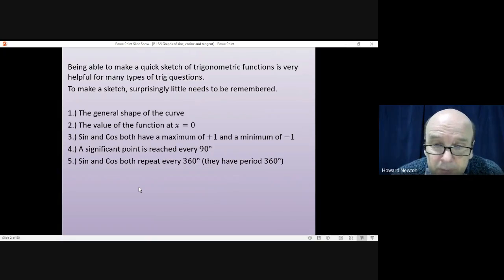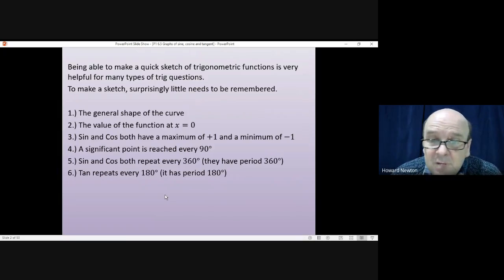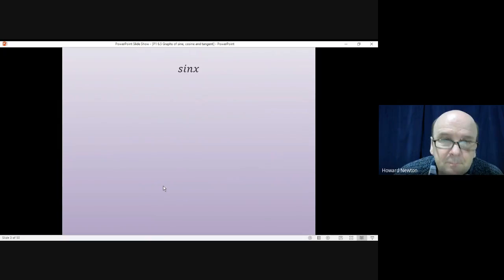Sine and cos both repeat every 360 degrees. They've got a period of 360. And tan repeats every 180 degrees. It's got a period of 180 degrees. Okay, let's look at sine x first of all and go through all of that.